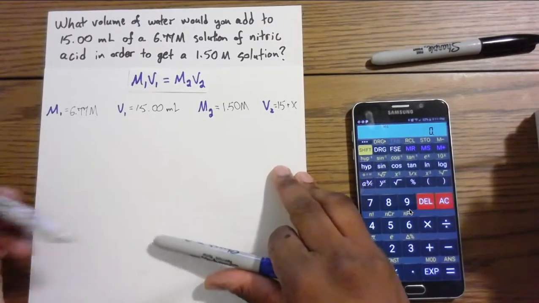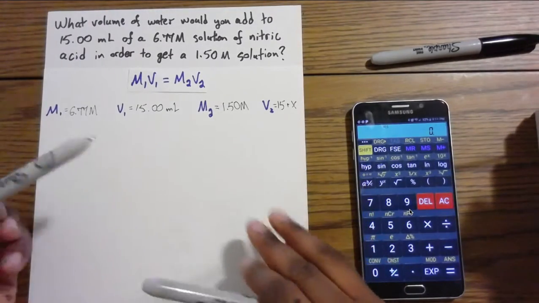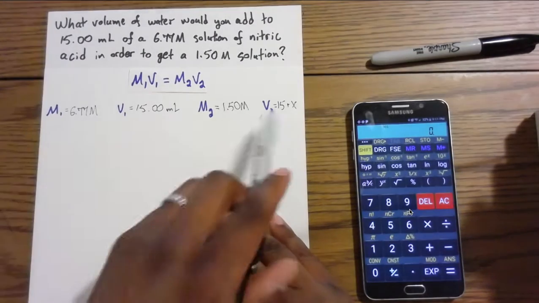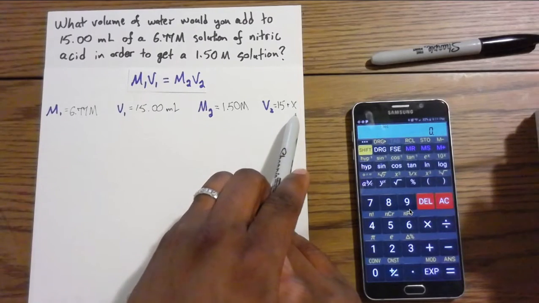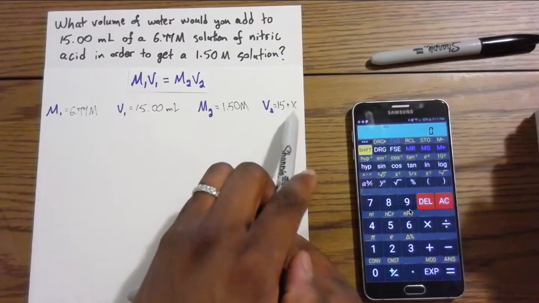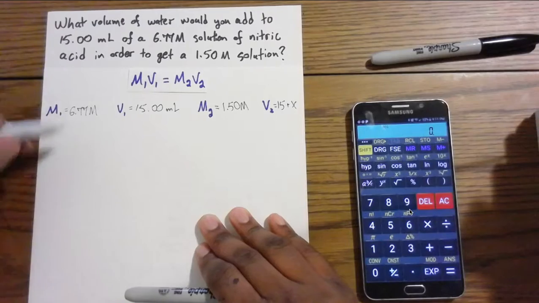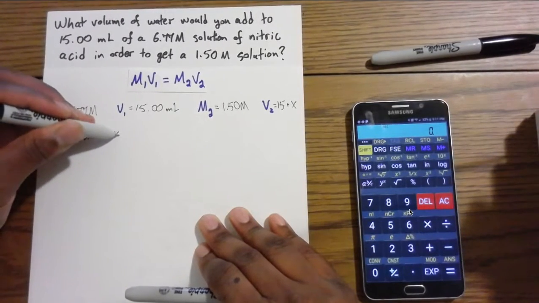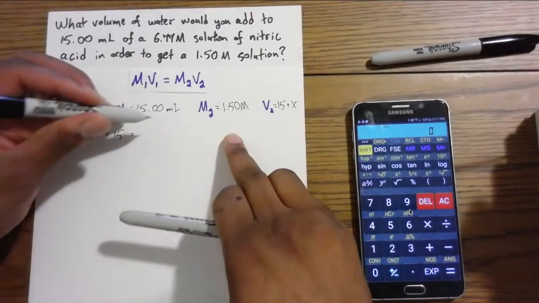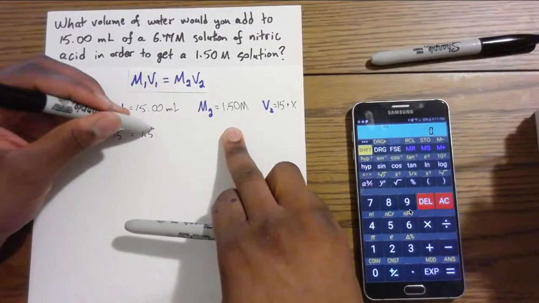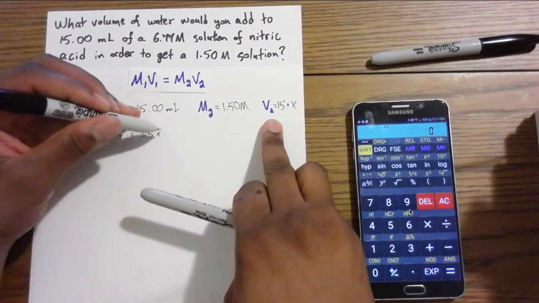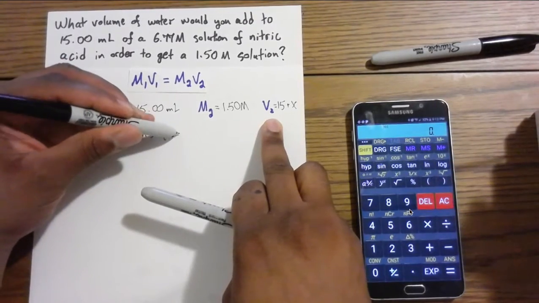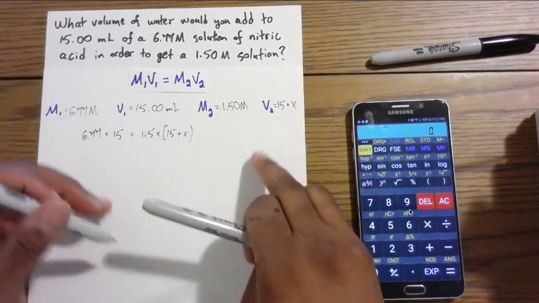So now all I have to do is plug everything into the equation and do the math to solve the problem. This is the trickiest thing in this problem, figuring this out. Once you get this figured out, the rest of it is very straightforward. So M1V1 is 6.77 times 15 equals M2V2, which is 1.5 times my V2, 15 plus X.